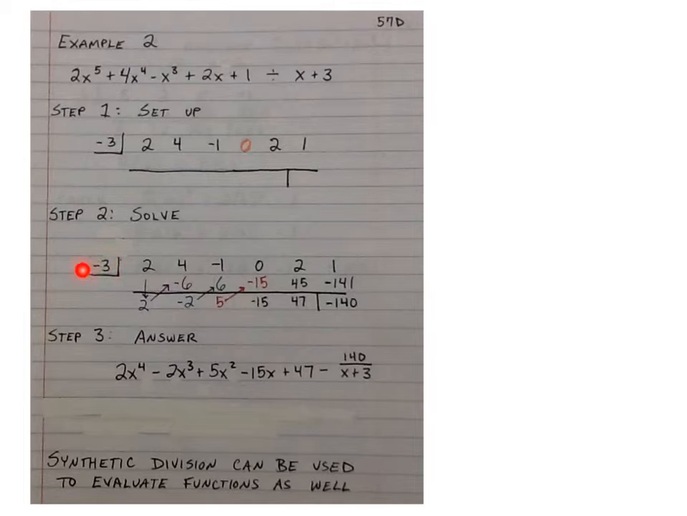Negative 15 times negative 3 is 45. We add 2 plus 45 and we get 47. 47 times negative 3 is negative 141. And we add those two to get negative 140. And then we can just write that out as our answer. 47, negative 15x, 5x squared, negative 2x to the third, 2x to the fourth. And our remainder is negative 140 over x plus 3.